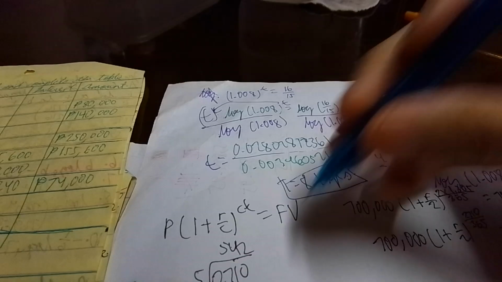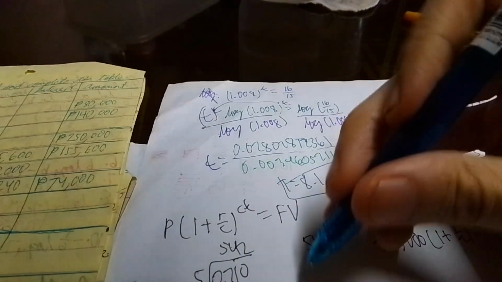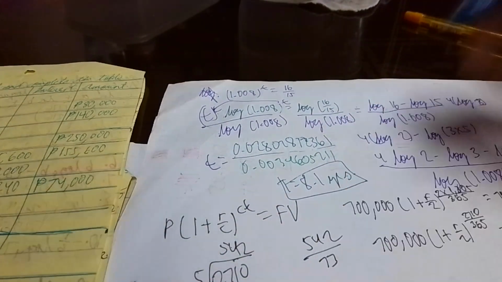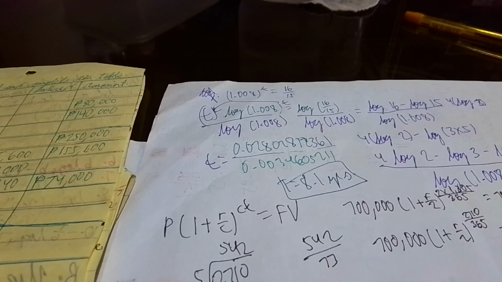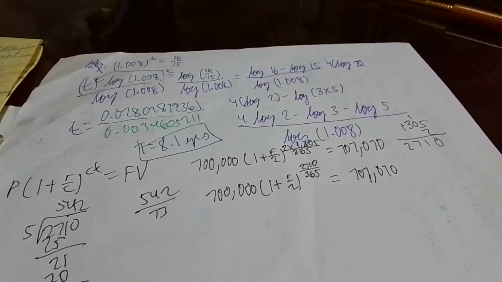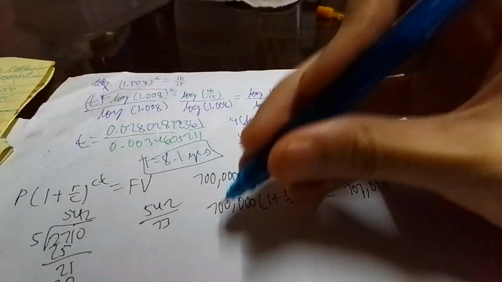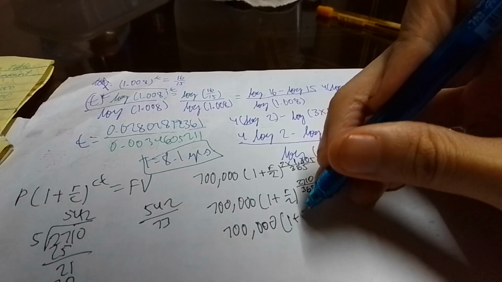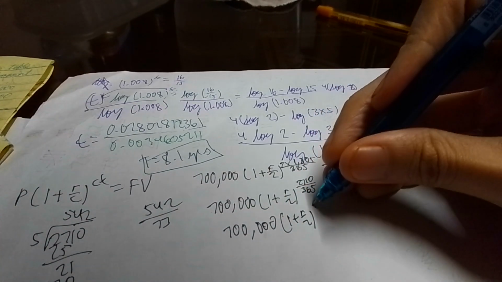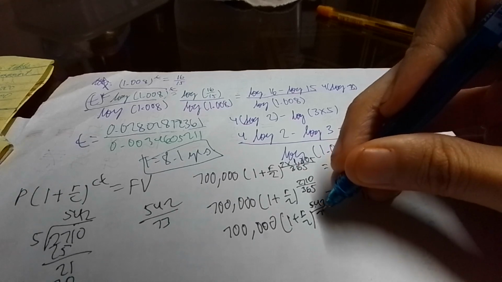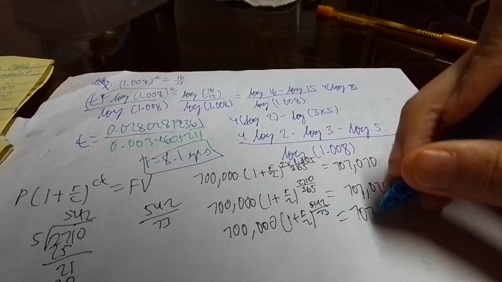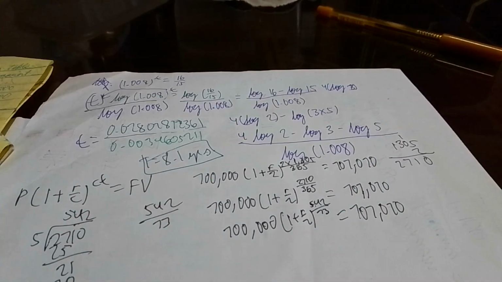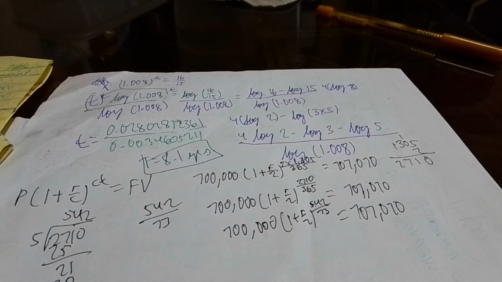So in the numerator, we have 542. And then 365 divided by 5, that's supposed to be 73. Right? To be honest, I remember that multiplication table. So rewriting the formula, we should get 700,000 times 1 plus R divided by 2 raised to the 542 over 73 power is equivalent to 707,070. Now, we're back. Now we can solve for the rate.